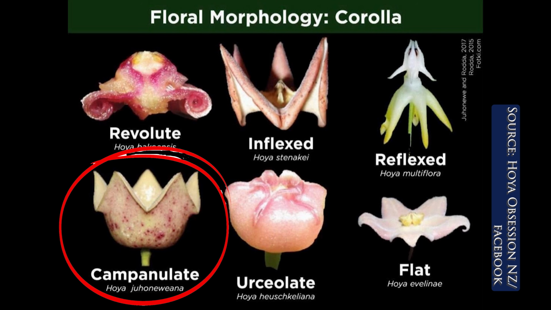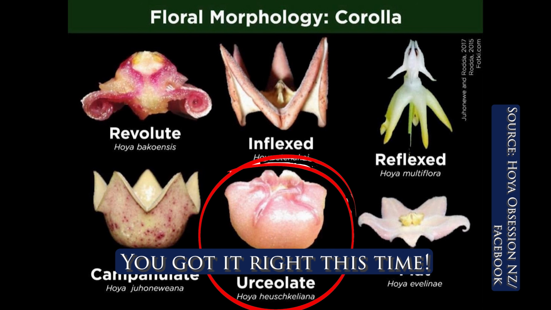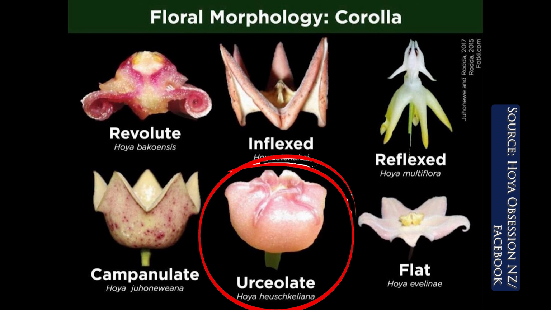Campanulate are bell-shaped flowers that form a distinct cup. Now, urceolate, and I hope I'm saying that right, are urn-shaped blooms where the petals are fused with a tiny opening. Now that we know what these 6 Hoya corolla morphology types are, how do we get them to grow?